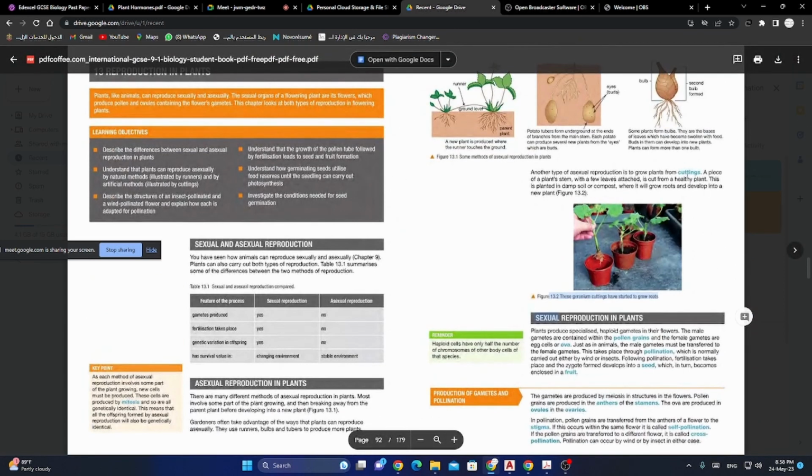Another type of asexual reproduction is to grow plants from cuttings. I didn't mention that, but you know potatoes, right? You don't have to put the full budding potato into soil for it to actually grow into a potato plant. You can just cut a part of that potato that is budding and place it inside the soil and water it. You don't really have to put the whole potato inside the soil.